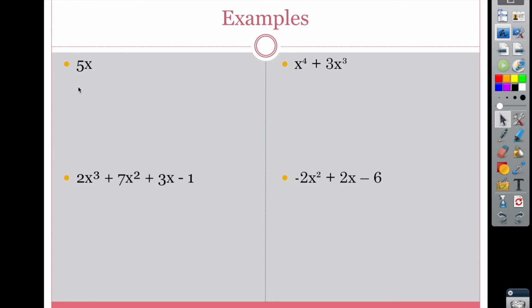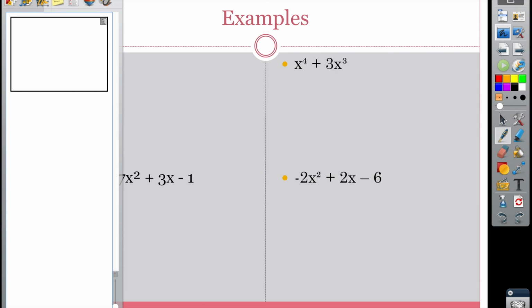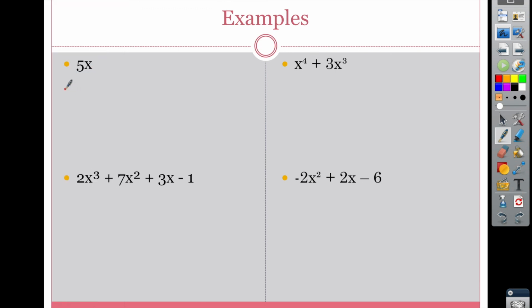Let's try some examples. So, 5x. Let's name this by both types. So, it has 1 degree, so it is linear. And it is 1 term, so it is a monomial. Okay, so this is to the 4th power, so it is quartic. And it has 2 terms, so it is a binomial.